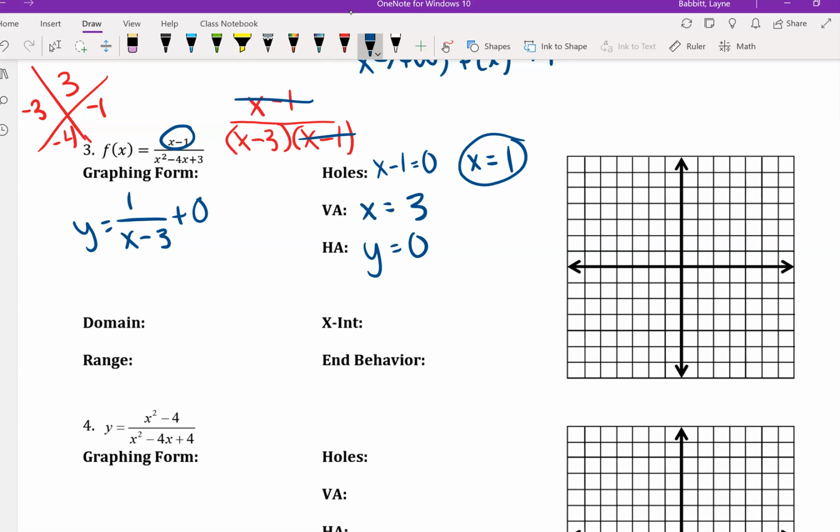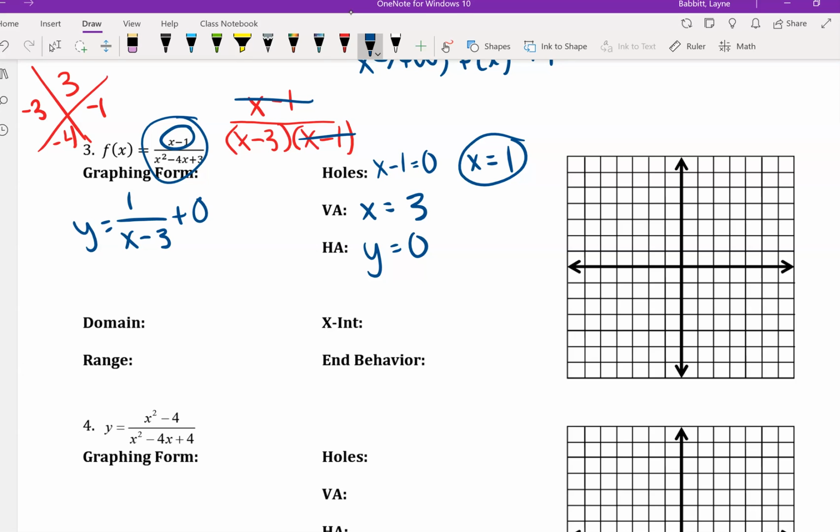Or if we were looking at the original, we'd find the horizontal asymptote by comparing the degree of the top over the degree of the bottom. The degree of the top is less than the degree of the bottom. So that was case 1, and the horizontal asymptote is 0 for case 1.